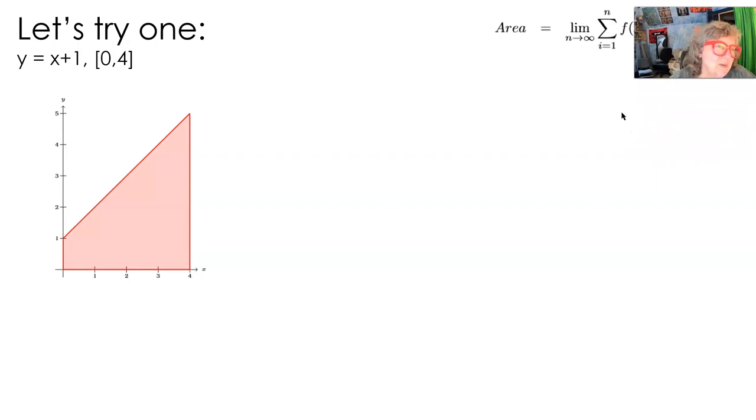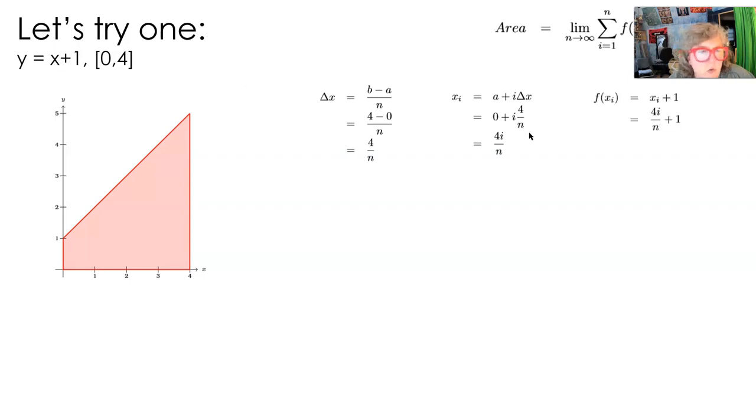So in this example, my delta x, I'm going from 0 to 4, so I've got 4 over n. My delta x is 4 divided by n. My xi, which is a plus i times delta x, a is 0, that's sweet. So my xi is 4i over n. Plug that into my function. My function is x plus 1, so my function will be 4i over n plus 1. Put this all together in my formula.